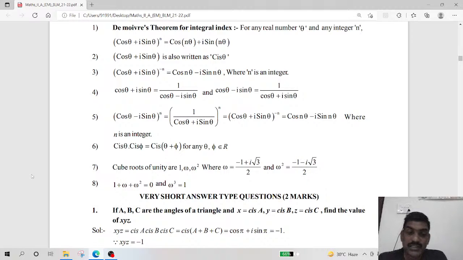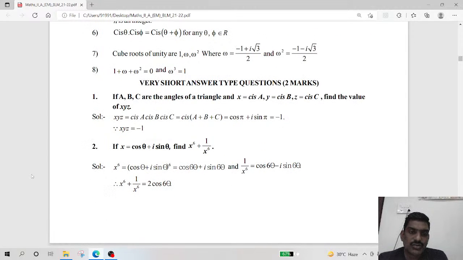And then next, very short answers. Question number 1: if A, B, C are the angles of a triangle, and x is cis A, y is cis B and z is cis C, find the value of x y z. So what is x y z here? Cis A times cis B times cis C, that is cis of (A plus B plus C), which is equal to cos pi plus i sin pi, because A, B, C are the angles of a triangle. We know that cos pi plus i sin pi value is minus 1.